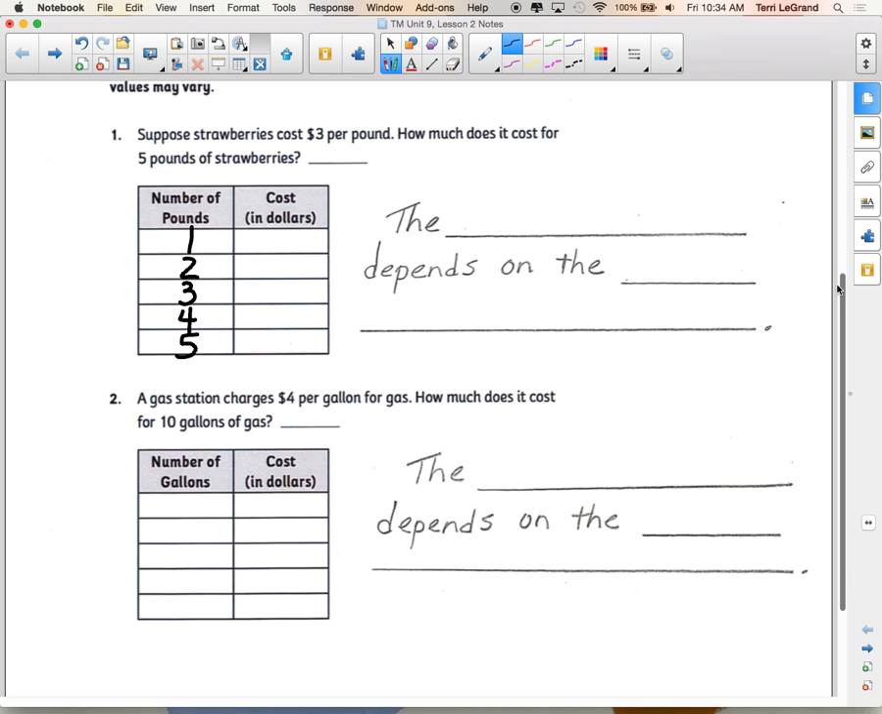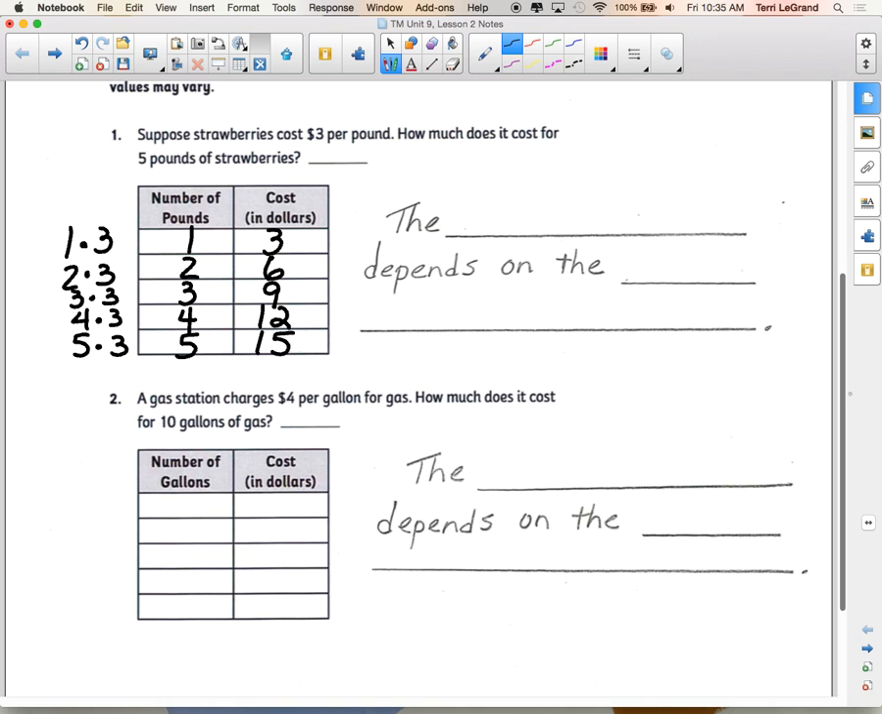Jen? Times 3. We're going to take the number of pounds times 3. So let's go over here to the side and do that. And the results we get for those products are going to be in the cost in dollars column, the output. So 1 times 3 is 3. 2 times 3 is 6. Our 3 times 3 is 9. Our 4 times 3 is 12. And our 5 times 3 is 15.